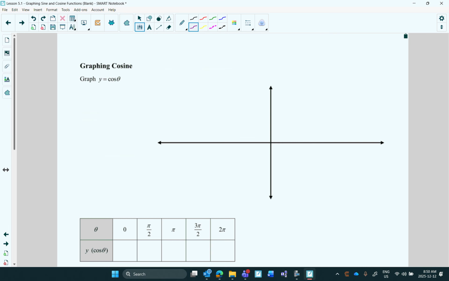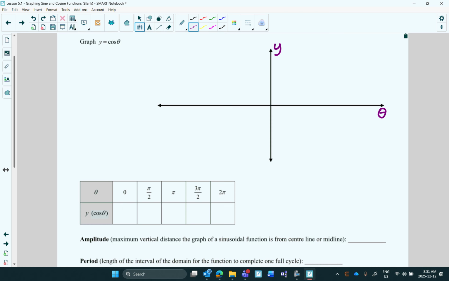Let's see what happens with cos. And again, we can set it up the exact same way. Start with the table of values. It will follow a certain cycle. So we can fill in the table of values here using our knowledge of the unit circle. What is the cos of 0? 1. So notice it starts here. It doesn't start here like sine does. What's the cos of pi over 2? 0.